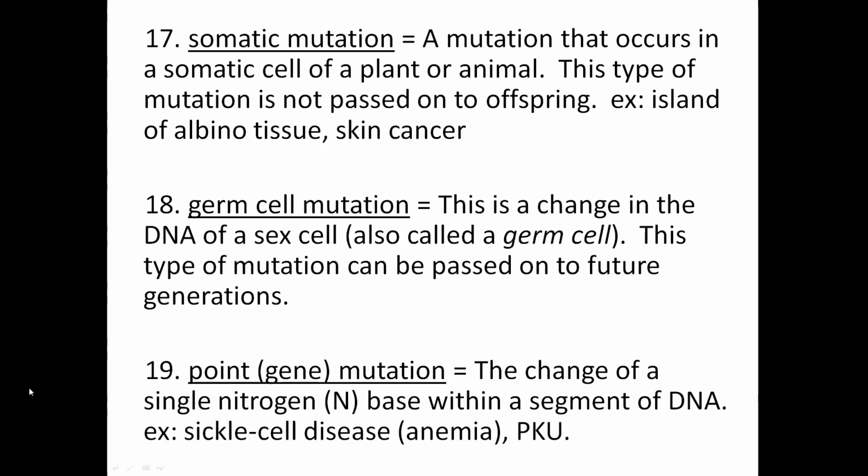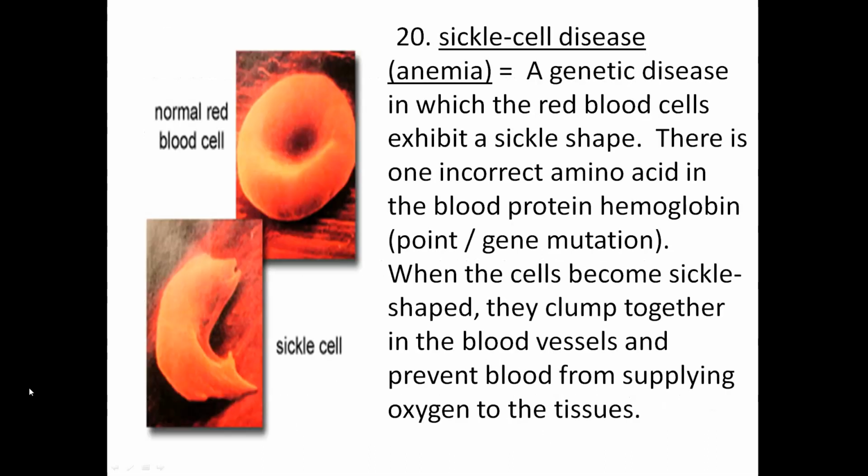Number 19, a point or gene mutation happens when there is a change of a single base within a segment of DNA. So one base is changed and therefore it causes a genetic disorder like sickle cell disease or PKU, which we'll talk about.